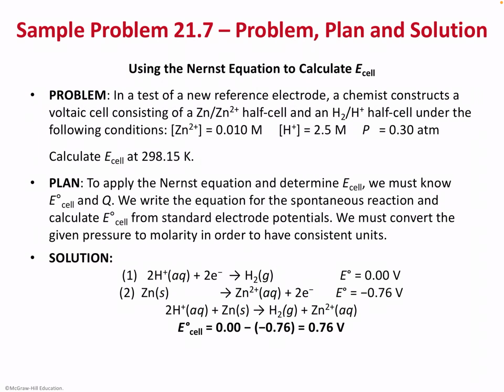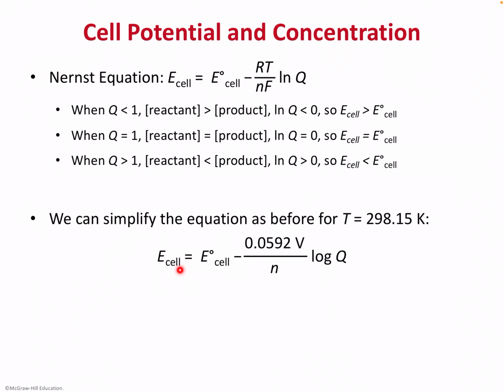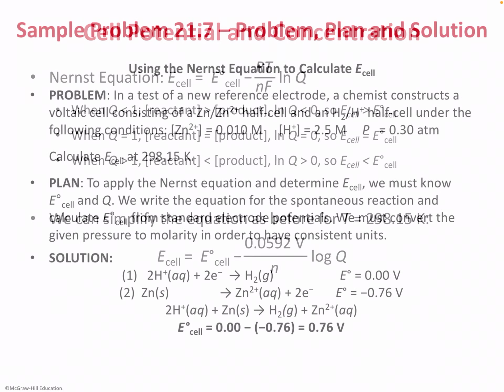Let's put that into an example. In a test of a new reference electrode, chemists construct a voltaic cell consisting of a zinc 2 plus half cell and a hydrogen H plus half cell under the following conditions. Zinc ion concentration is given as 0.01, hydrogen 2.5 molar at 0.3 atmospheric pressure. Calculate the E cell at 298.15 Kelvin. So we can use this equation, E cell equals E naught cell, and this expression.